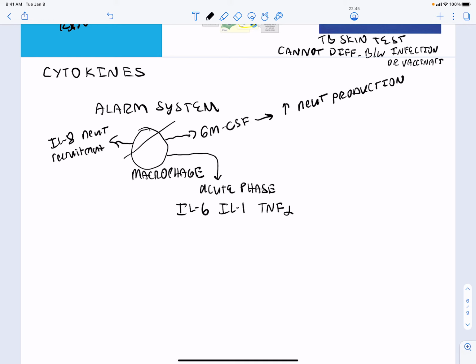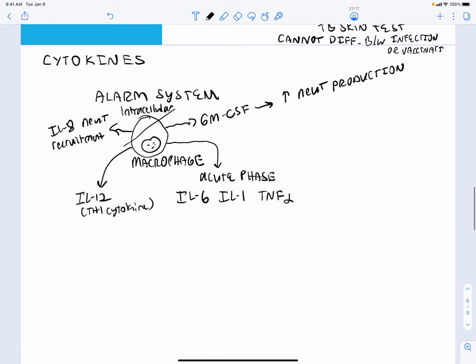The macrophage will also be releasing IL-12 for an intracellular pathogen. So we'll say we have an intracellular pathogen. And so IL-12 is a Th1 cytokine. But note that the IL-12 is not made by a Th1 cell. T cells do not make IL-12. That comes from your macrophage.